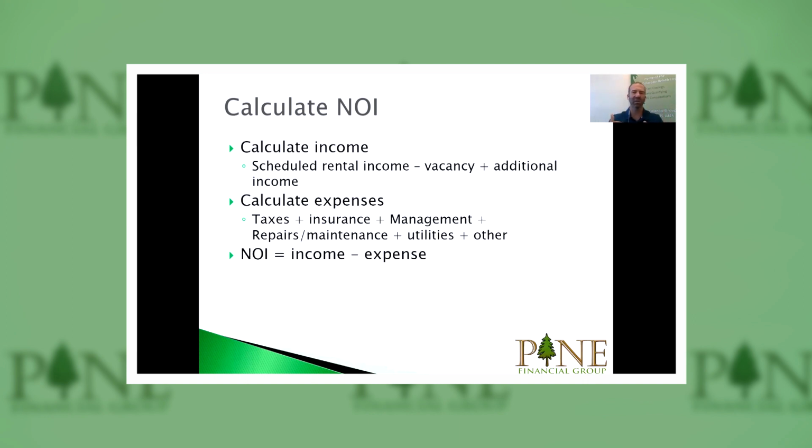Then you got to subtract all of your expenses. So I put the main ones up here: your taxes, your insurance, your management. You have your repairs and your maintenance and your utilities, and the other is going to be like maybe some marketing or legal or accounting, that kind of thing. Add all of that to get your expenses and subtract that from income, and that's your net operating income.